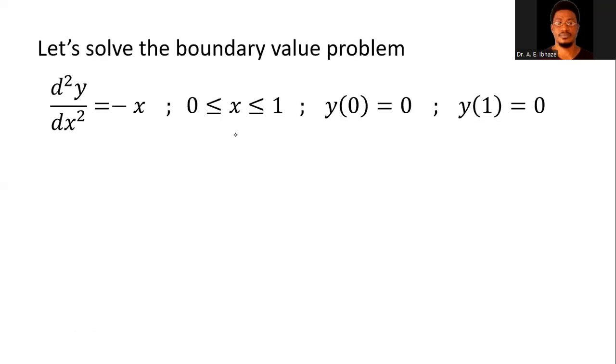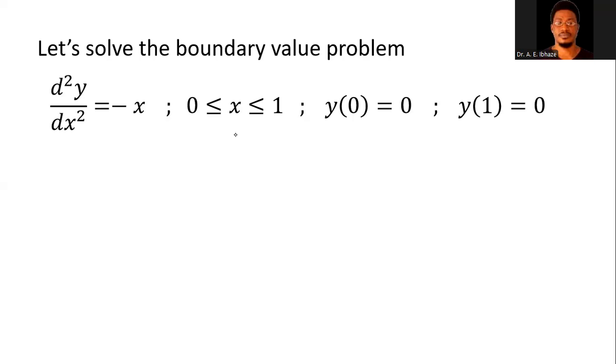So we'll be solving the boundary value problem given as d squared y over dx squared being the same as negative x, for which x takes some value from 0 to 1, having the boundary conditions y of 0 being 0 and y of 1 being 0. And just before we begin to explore the methods, let us try to solve this problem analytically.